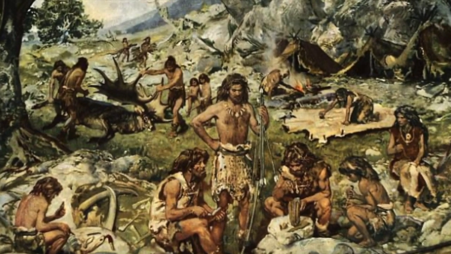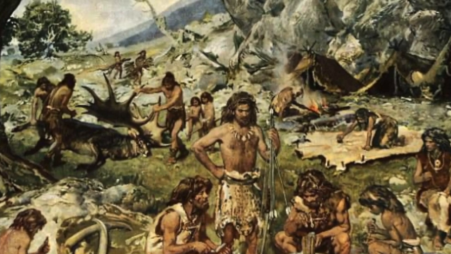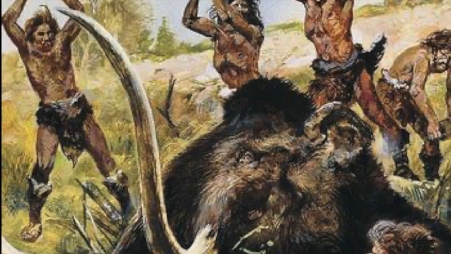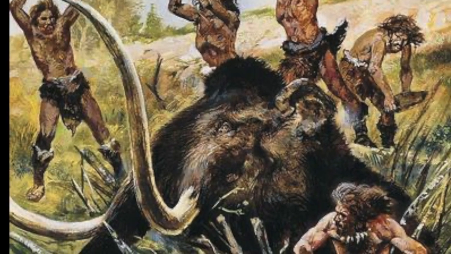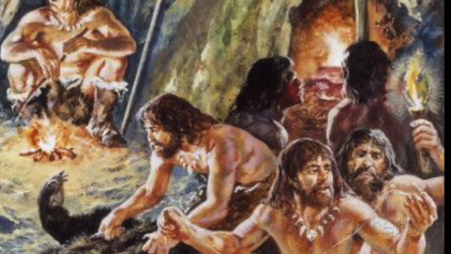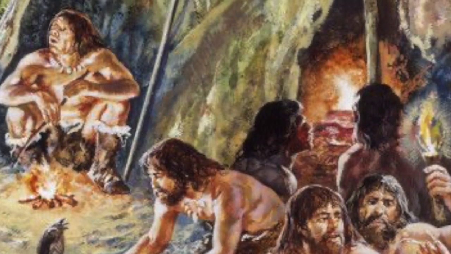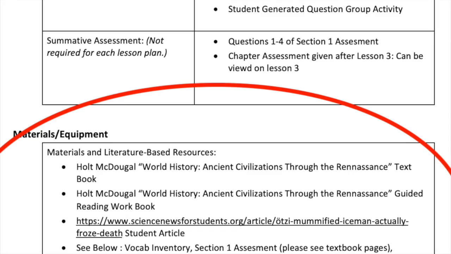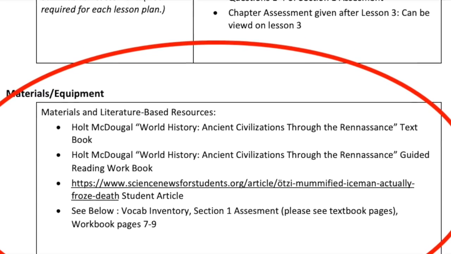Lesson 1 of this unit focuses primarily on the prehistoric people, how they learned to adapt to the environment that they lived in, and how survival dictated life. Some of the essential questions we will ask are: who were the early humans, and how did early humans live, communicate, and survive?